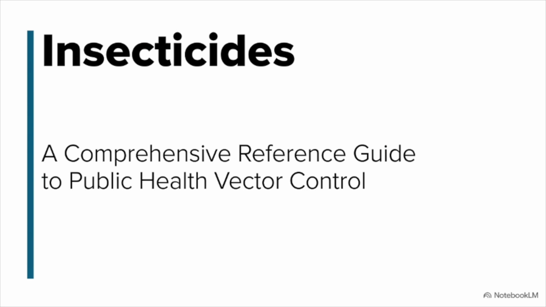Hello everyone. Today we are going deep into the chemical weapons that public health systems use in the fight against disease-carrying arthropods, a comprehensive reference guide to insecticides used in vector control. The control of arthropod-borne diseases like malaria, plague, and typhus stands as a defining triumph of 20th century public health, saving millions of lives and securing global food production.